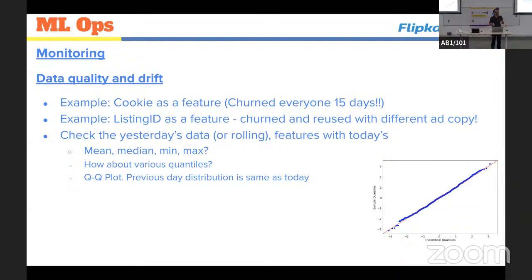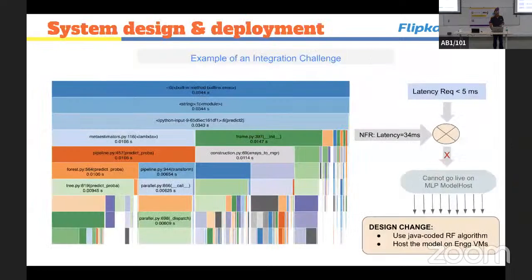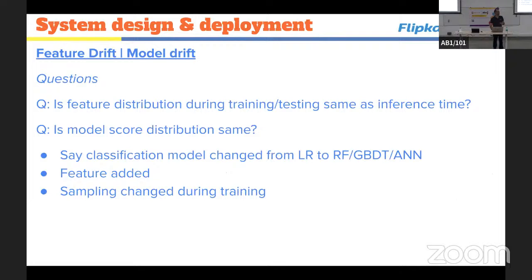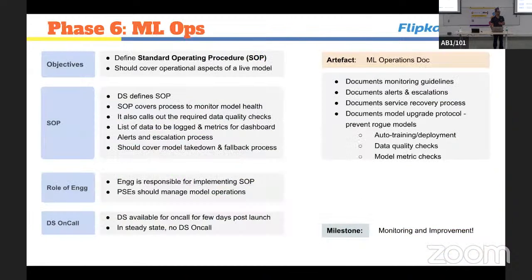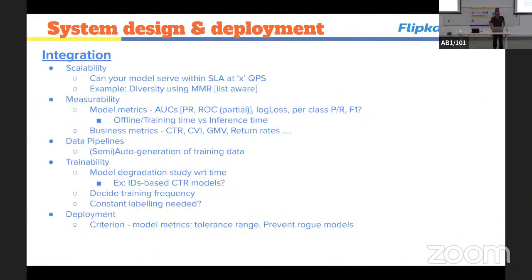Now this thing reflects in your training data. Your features are changing. There is a distributional change in the feature, and you have to be aware of that, is what we are talking about. So there are multiple ways to go about it. You could do QQ plots, and we'll talk about it.